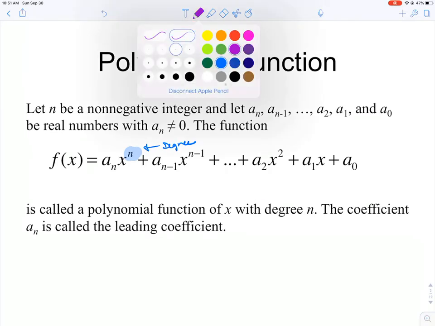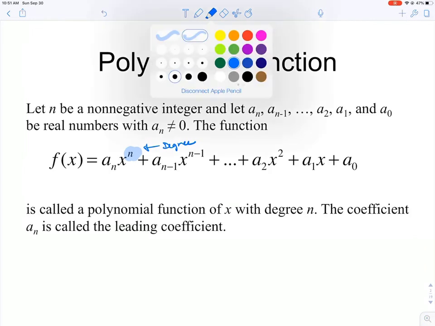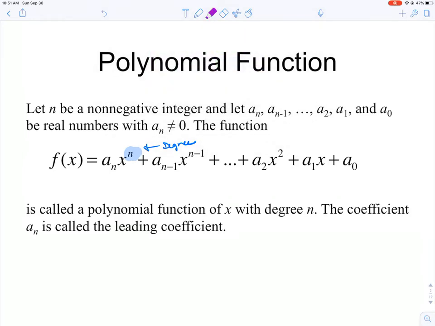And the coefficient of the term where you find the degree is known as the leading coefficient. And the degree of the polynomial and the leading coefficient are going to help us today with sketching the graphs of some polynomial functions.